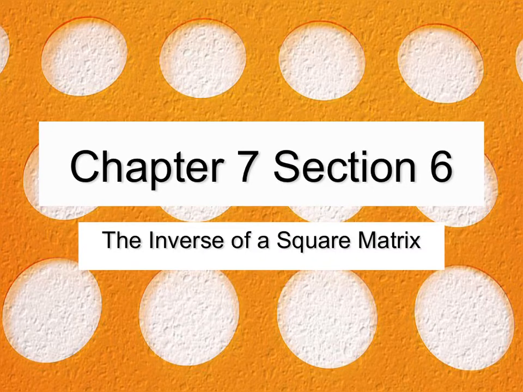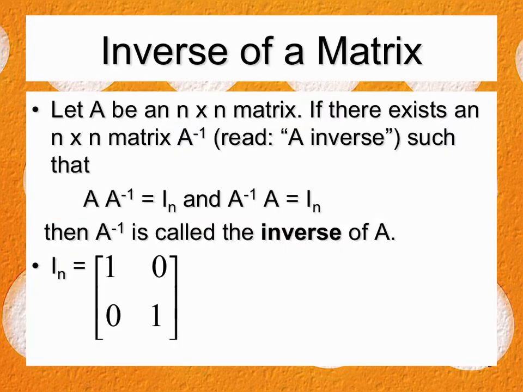7.6 is the inverse of a square matrix. So this is the first time you see the word square matrix, I think. A square means the same rows and columns. So a 2 by 2, a 3 by 3, a 4 by 4, those would be square matrices. Think about it, a square has the same width, same length. So what we're going to do can be done other ways, but we're going to focus on square matrices. So we're either going to do a 2 by 2 or a 3 by 3.